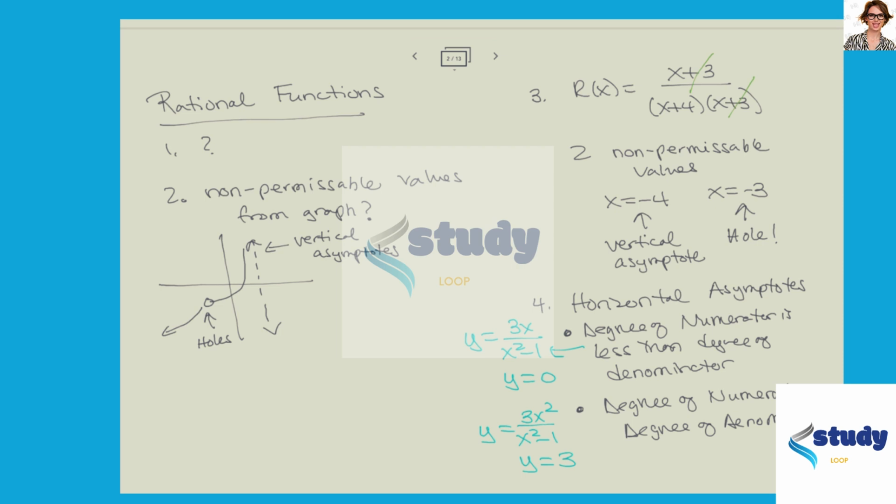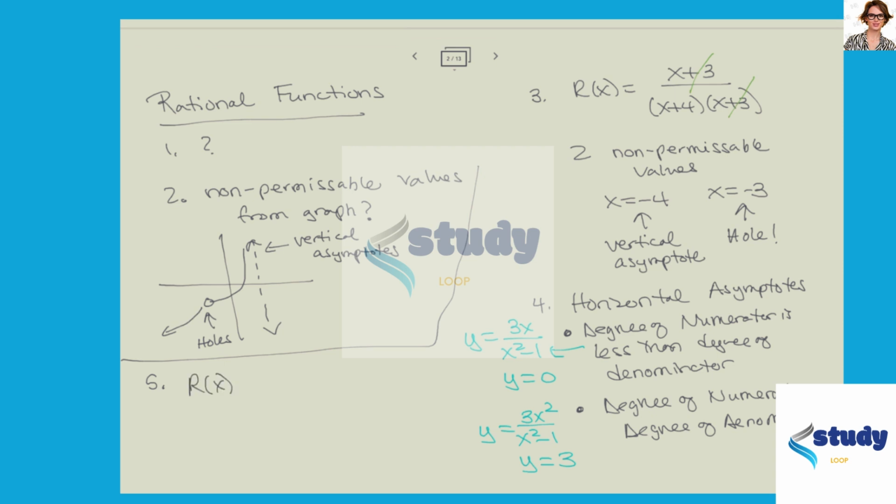So in number 5, let's just do this last one. So number 5, I'll put over here. Determine an equation for a rational function whose graph lies on a horizontal line and has exactly 2 non-permissible, not sure what that means, lies on a horizontal line. I'm going to say has a horizontal asymptote and has exactly 2 non-permissible values.